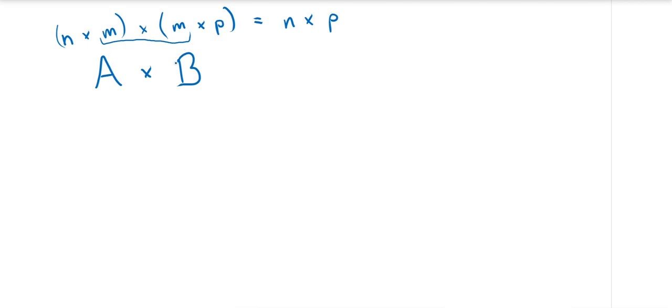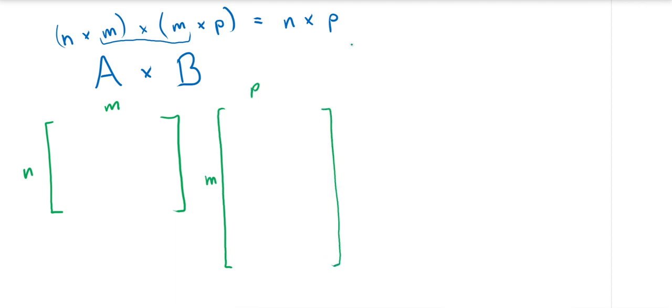And when we're done, A times B is going to have the dimensions n by p, or the number of rows of A and the number of columns of B. So let's say A has n rows and m columns. And let's say B has m rows and p columns. The way that we find a given entry in the product matrix, which is going to have n rows and p columns, is as follows.